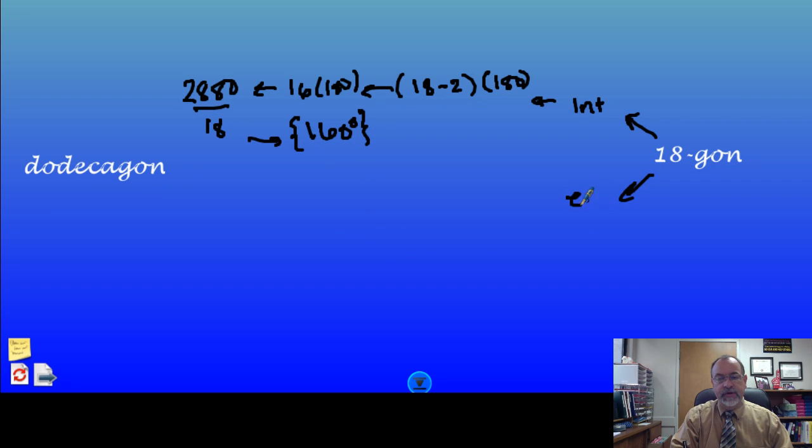Now, for the exterior, again, I need to know the total. Total is always 360. So divided by 18, that's going to be 20 degrees each. So each one's going to be 20 degrees.